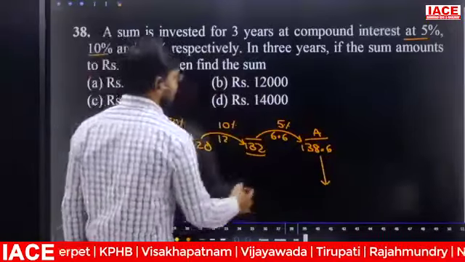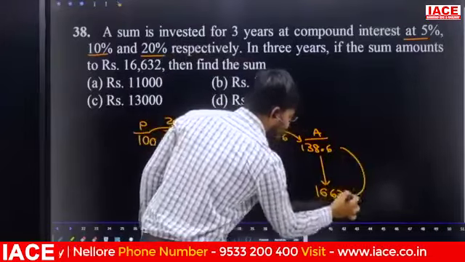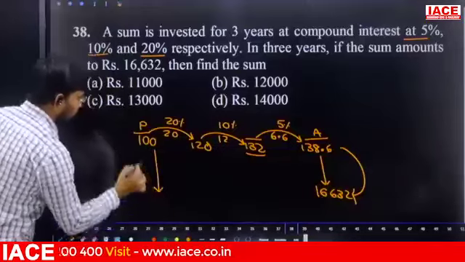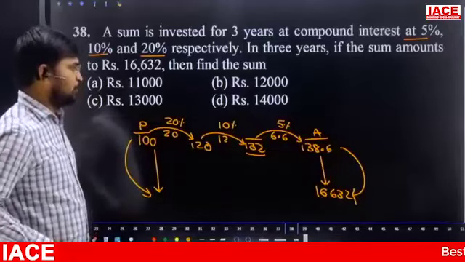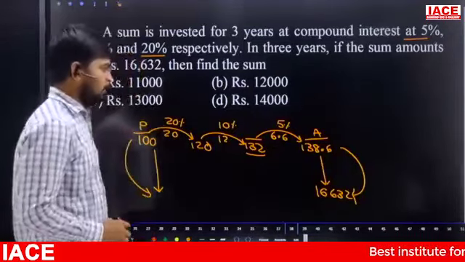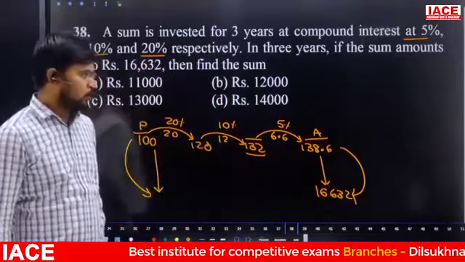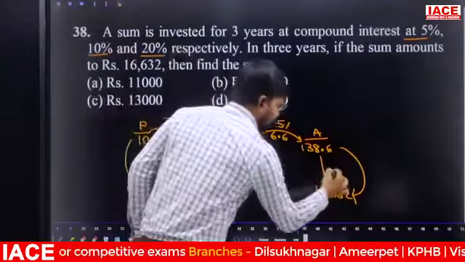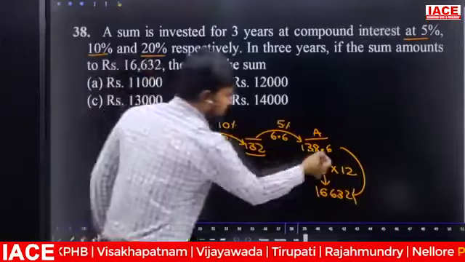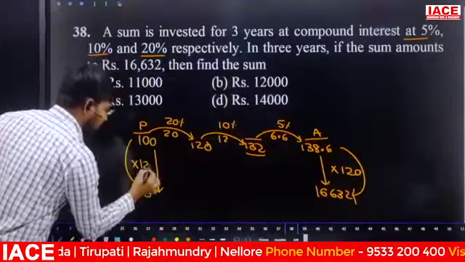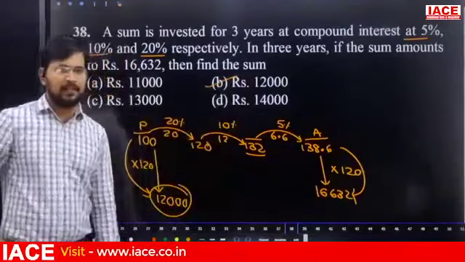So according to our problem, 16,632. So how many times does it go? 138, 1s are 138. Remainder will be 228, so approximately 2 times, so approximately it goes 12 times. Approximately it goes 12 times. Not 12 times, decimal is there now, 120 times. Therefore 120 times of 100, 12,000. Your answer is 12,000. Option B is the right answer.